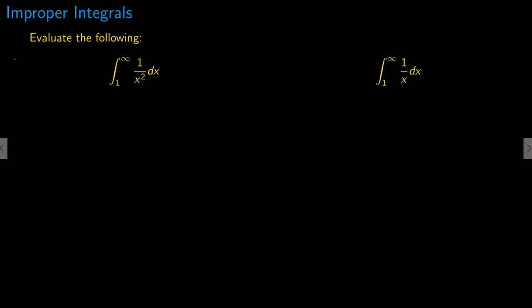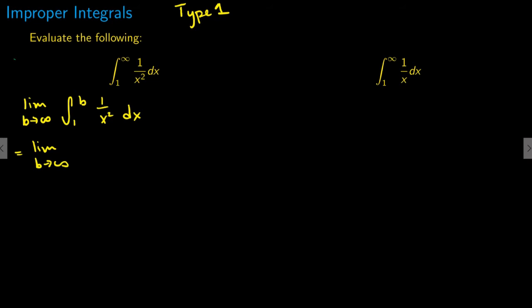So let's look at a couple examples of these improper integrals. These two are both type 1 improper integrals. And if we want to integrate the first, the integral from 1 to infinity of 1 over x squared dx, we just replace infinity with the limit. So I take the limit as b goes to infinity of the integral from 1 to b of 1 over x squared dx. And then this becomes the limit as b goes to infinity of the integral of 1 over x squared, which is just minus 1 over x evaluated from 1 to b.